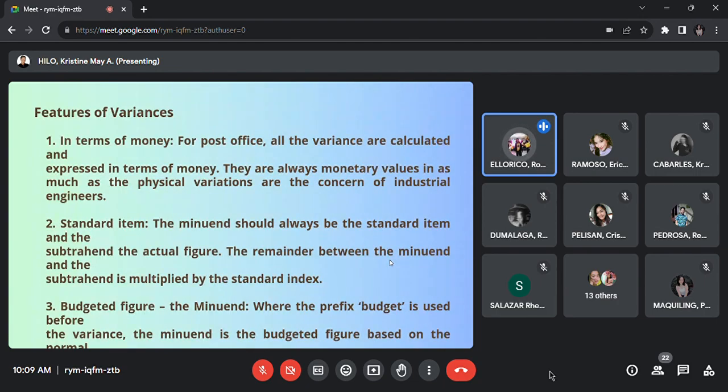For the budgeted figure, the minuend is where the prefix budget is used before the variance, the minuend figure based on the normal. Next.